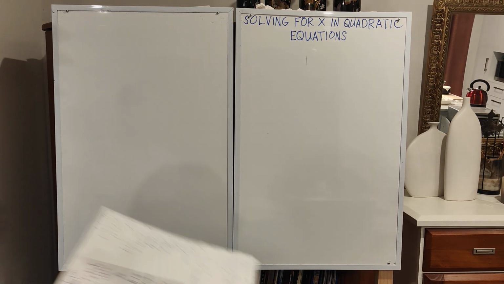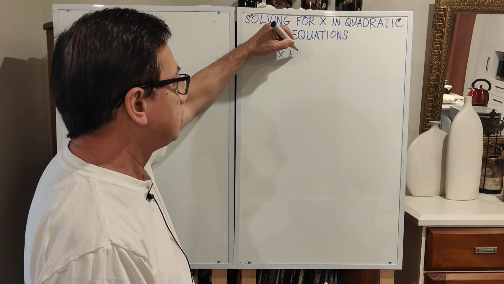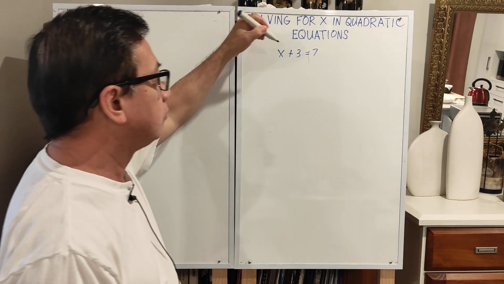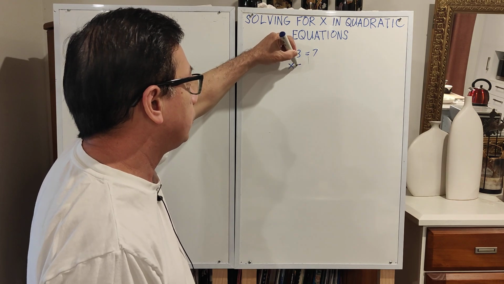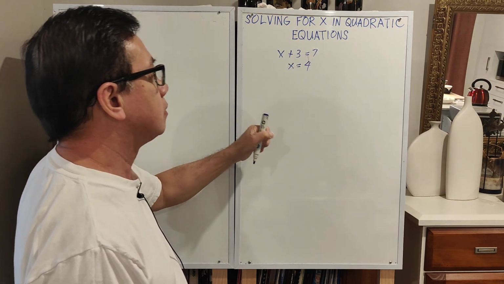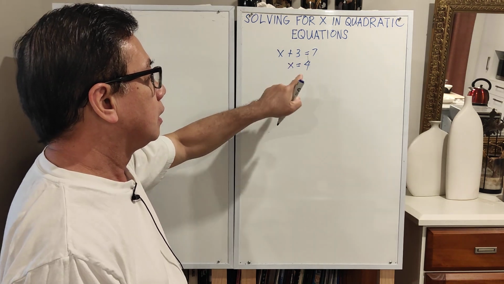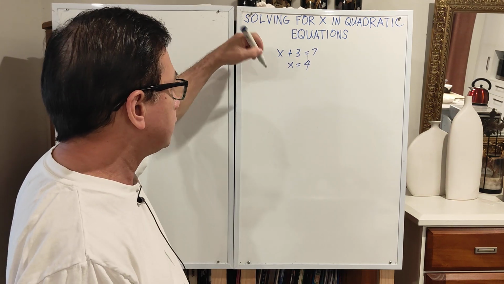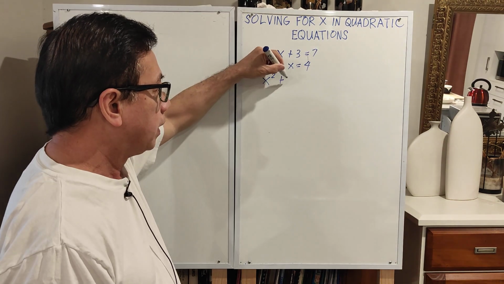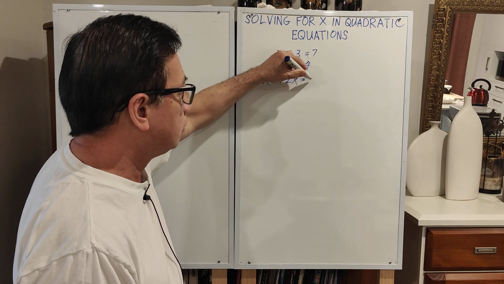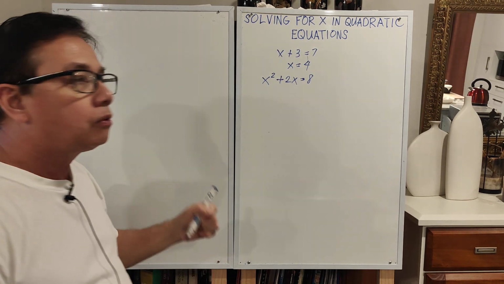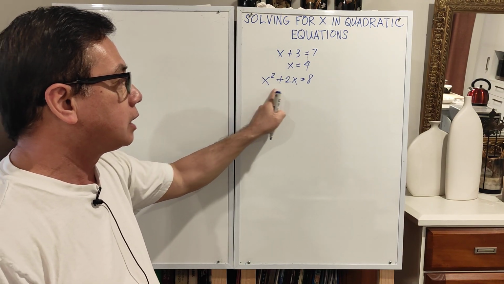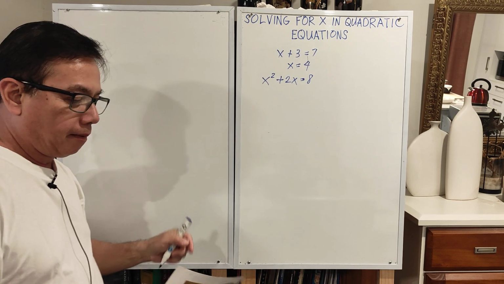For linear equations, for example, x plus 3 is equal to 7, there will be only one value of x that is correct. There will be only one answer. So for this equation, x is equal to 4. There's only one answer. But for quadratic equations, for example, x squared plus 2x is equal to 8, there will be two correct answers. There will be two values of x that will satisfy the equation.